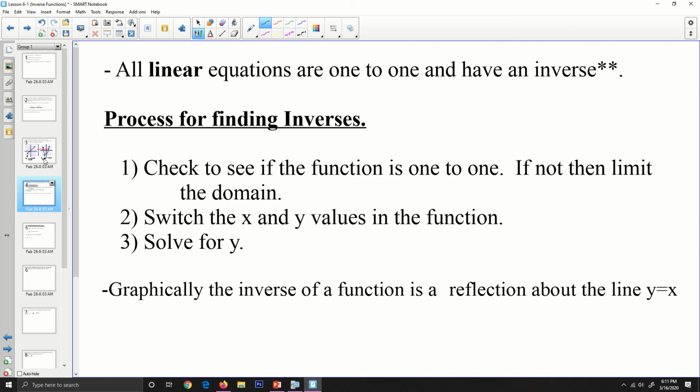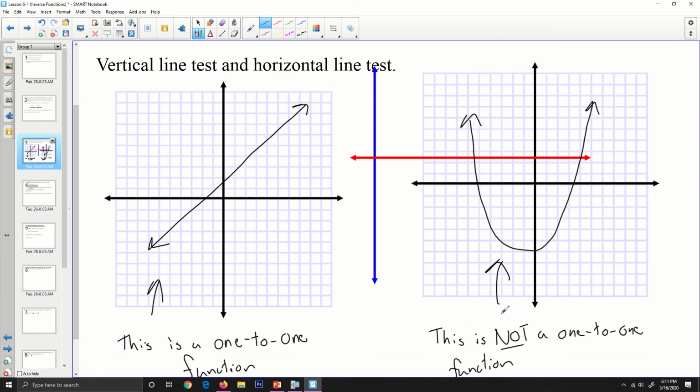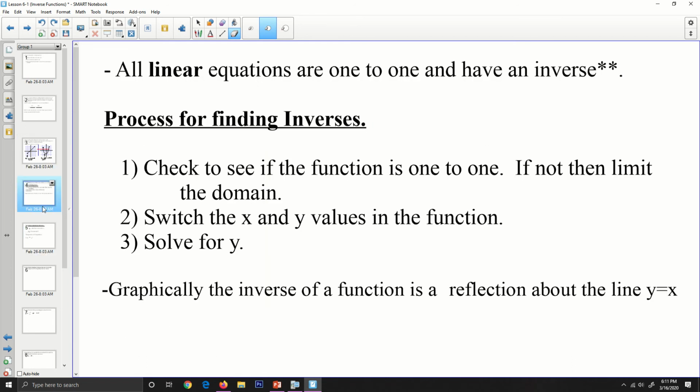So first, let's talk about limiting the domain. In this one back here that we had, what we could do if we wanted it to be one-to-one is limit the domain and get rid of this portion of the graph. Now, if we only talk about the values of x that are greater than or equal to 0, then we can talk about that being a one-to-one function. So we'll have an example where we will have to limit the domain at some point. I'll show the graphical interpretation here in a little bit.